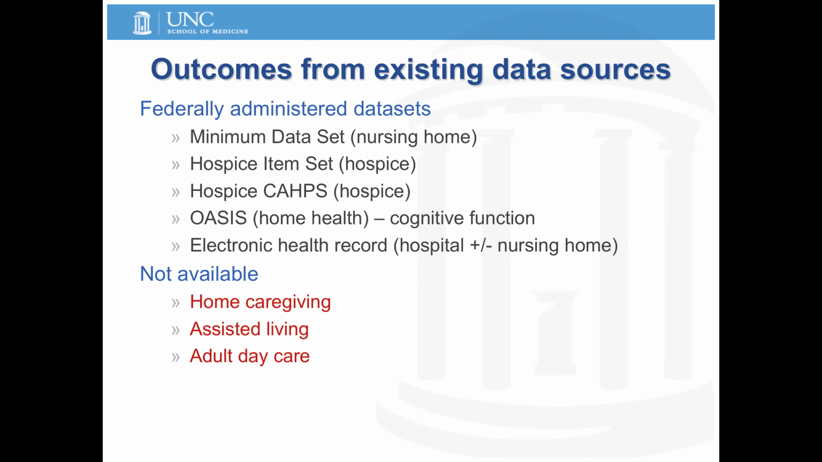Well, there are the federally administered data sets that could present opportunities for outcome assessments. The minimum data set in nursing homes, the hospice item set and hospice CAPS, which is relevant to individuals enrolled in hospice, OASIS, which is a data set that is administered in home health, and then electronic health records, which are going to be available, although varied, in hospitals and typically in nursing homes.